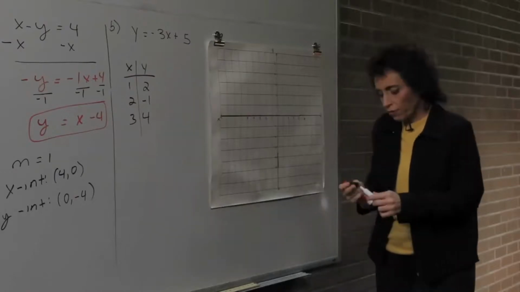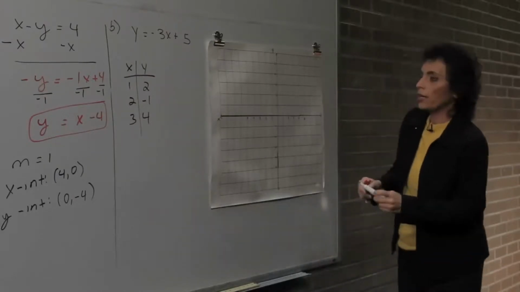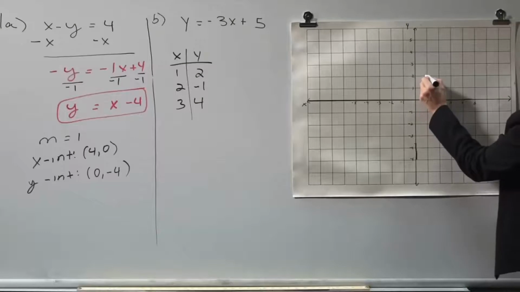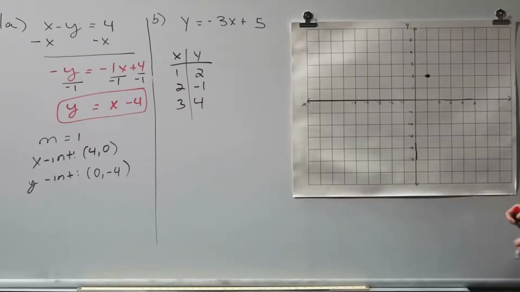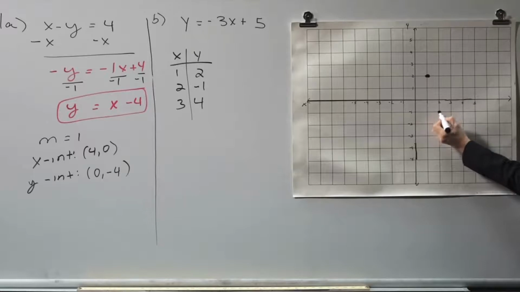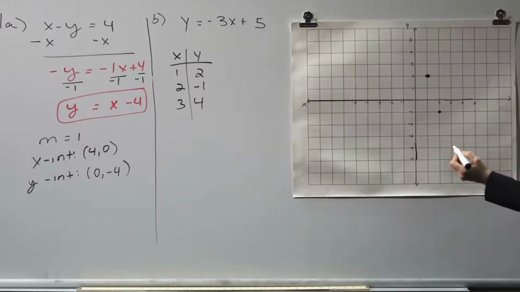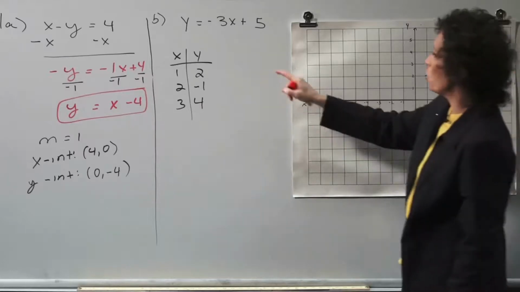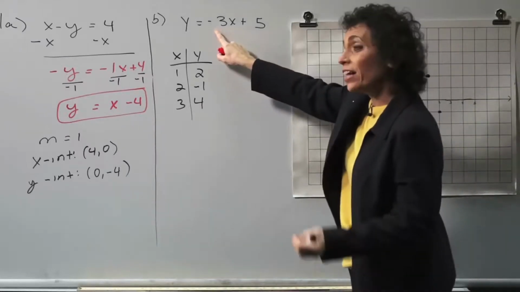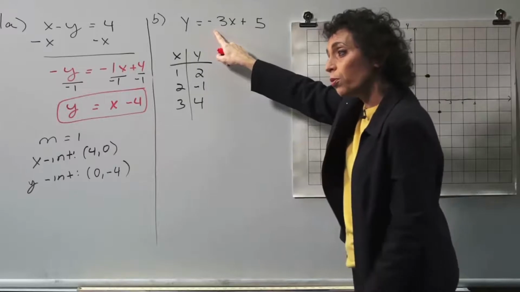Let's graph these and see what we got. 1, 2 is right here. 2, -1 right here. And 3, 4. That can't be right, so I obviously made a mistake. Let's do it again. Yep, because it's negative. See, that's how you check. That's why you want an insurance point.